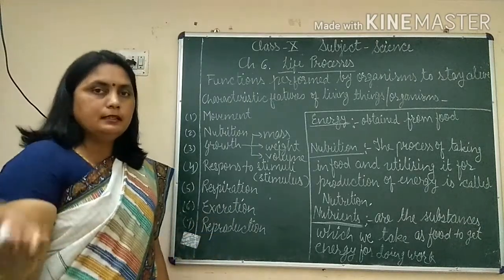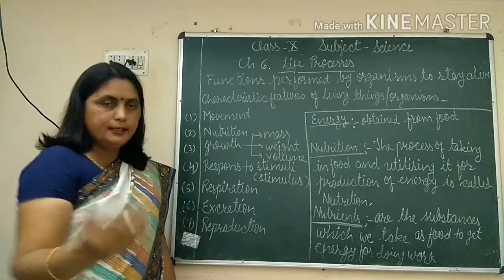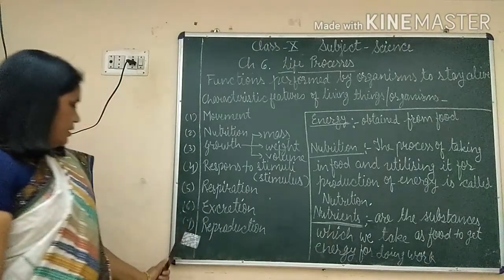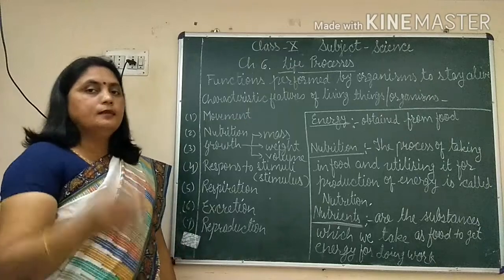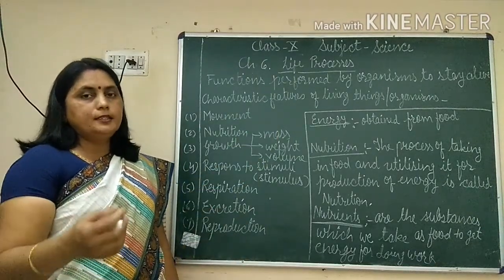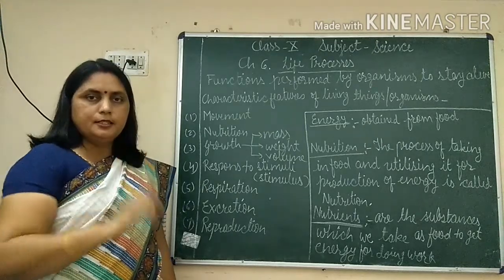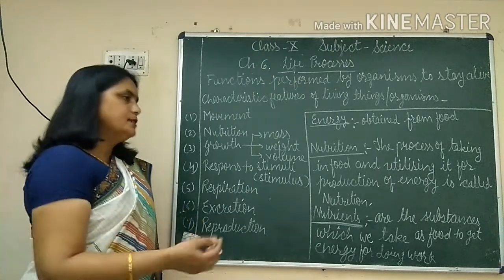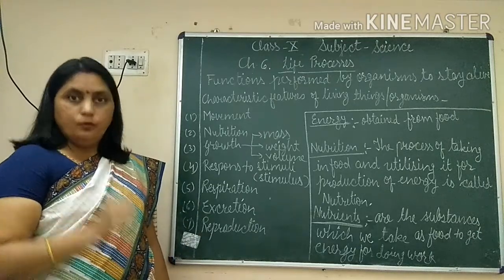Otherwise, urine and other excreta and sweat are excreted because they are not useful for our body. Now next is reproduction. This is also a characteristic feature of living organisms. Organisms can produce small organisms, or offspring, or young babies of their own kind.